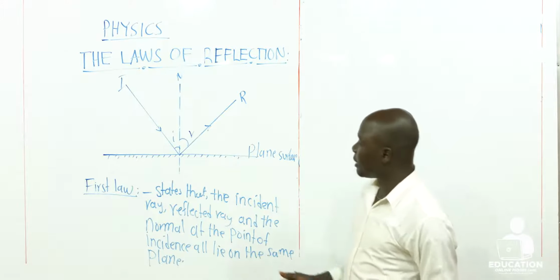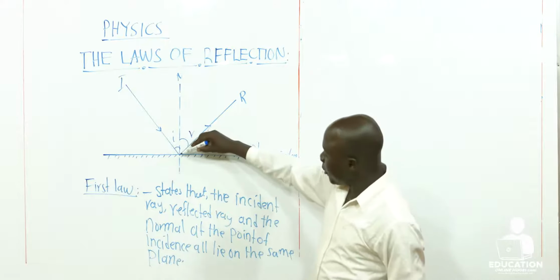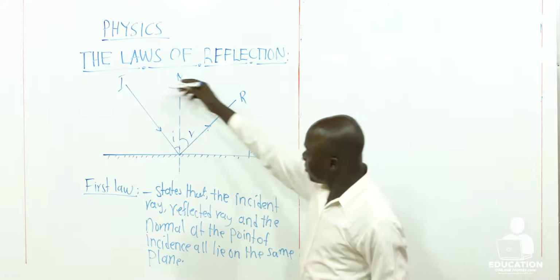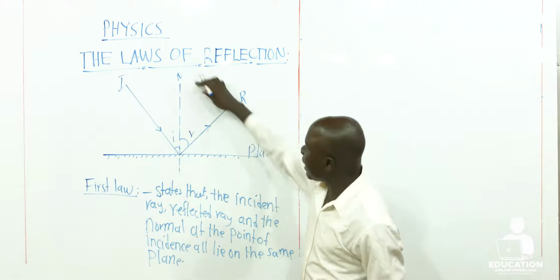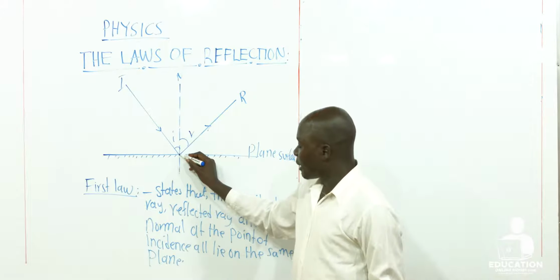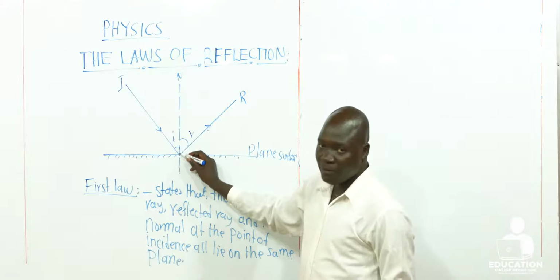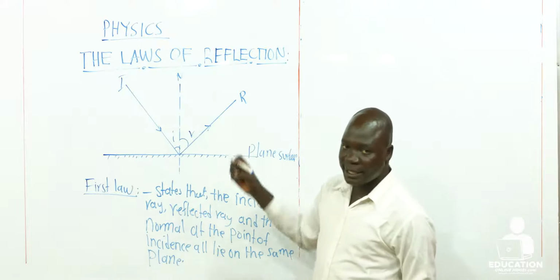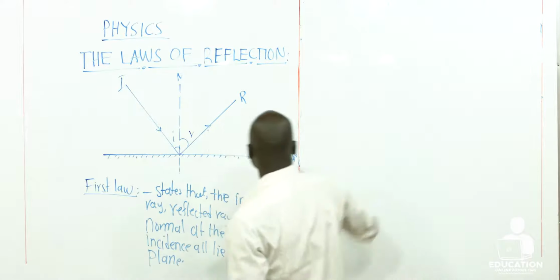on the same plane. Dear learners, looking at this illustration, the point of incidence is the point where the incident ray touches the reflecting surface, which means the incident ray I, the reflected ray R, and the normal all lie on the same plane. And this same point where the three lines lie is called the point of incidence. That is the point at which the incident ray touches the reflecting surface. Then what does the second law state?